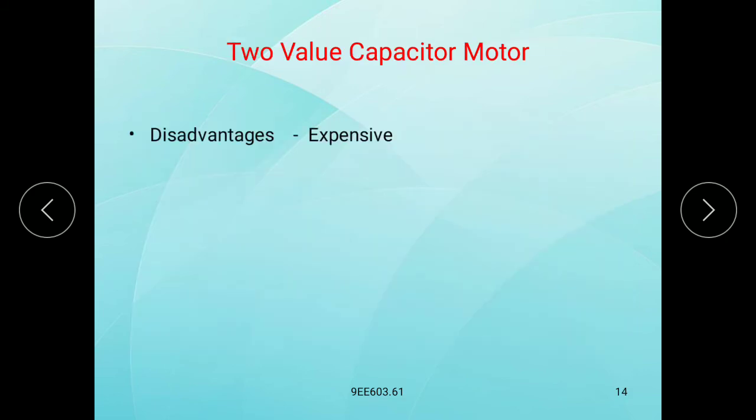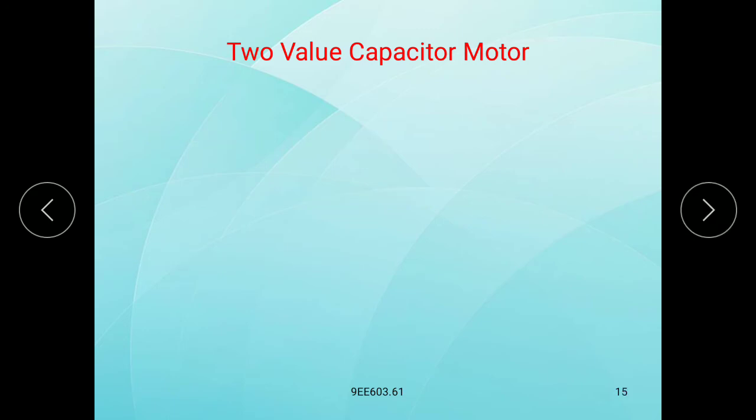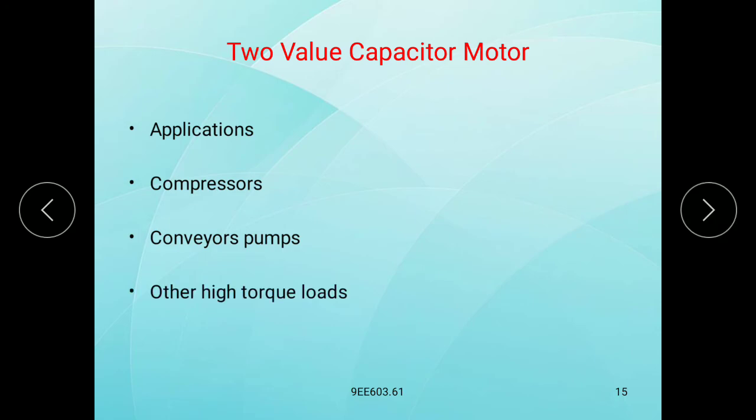Two value capacitor motor disadvantage is that it is expensive. Merits are best performance and high starting torque. Now applications: it is used in compressors, conveyor pumps, and other high torque loads.